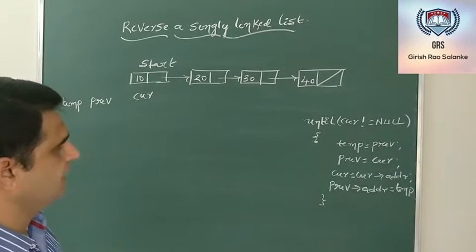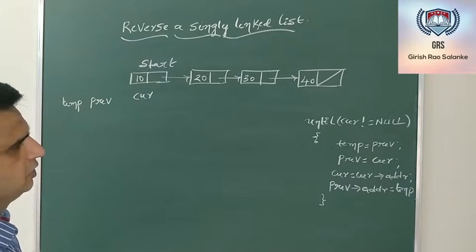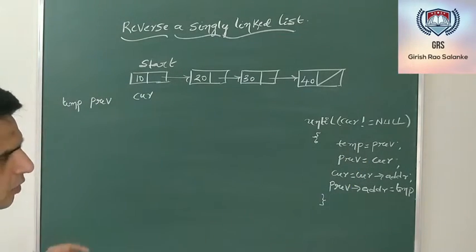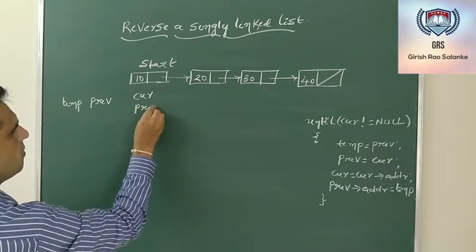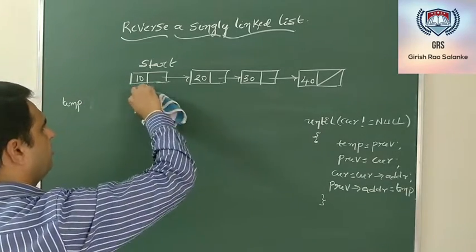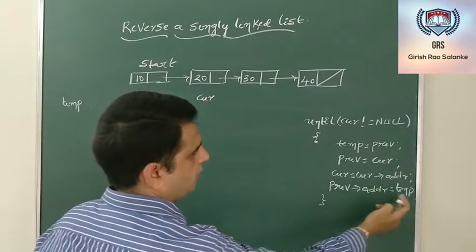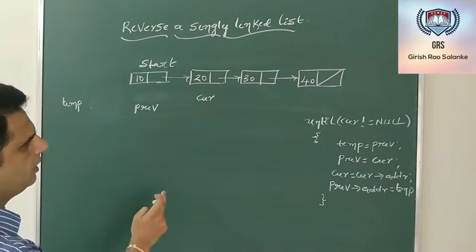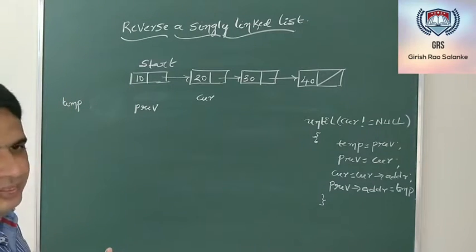Now with this scenario, we know that current is not equal to null because it is holding the address of the first node. Now temp as previous, anyway temp and previous are pointing to null, there is no problem. Now previous is equal to current, so this becomes my previous, and current is equal to current of address. Current is made to point to the next node, and previous of address is equal to temp. Now what is there in previous of address? Previous of address is pointing to current. Now make previous of address pointing to temp. What is there in temp? Temp is holding nothing, so temp is null.